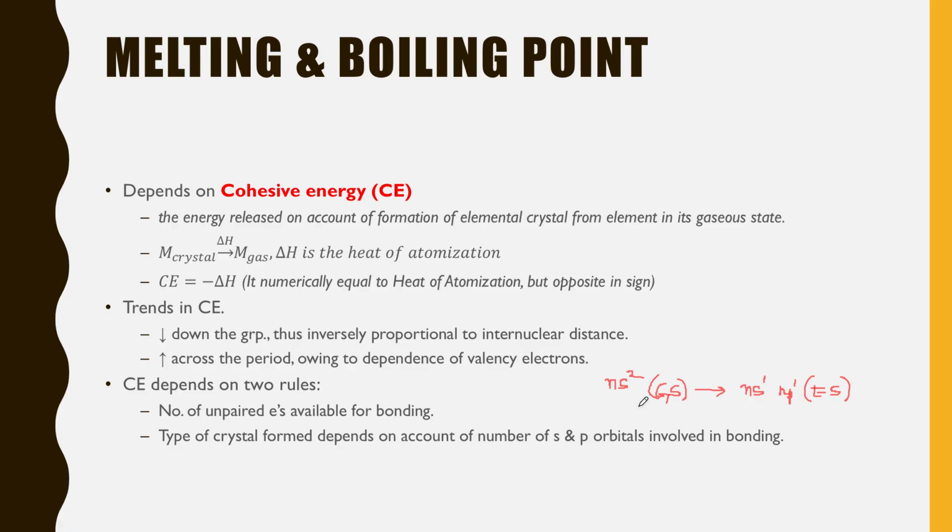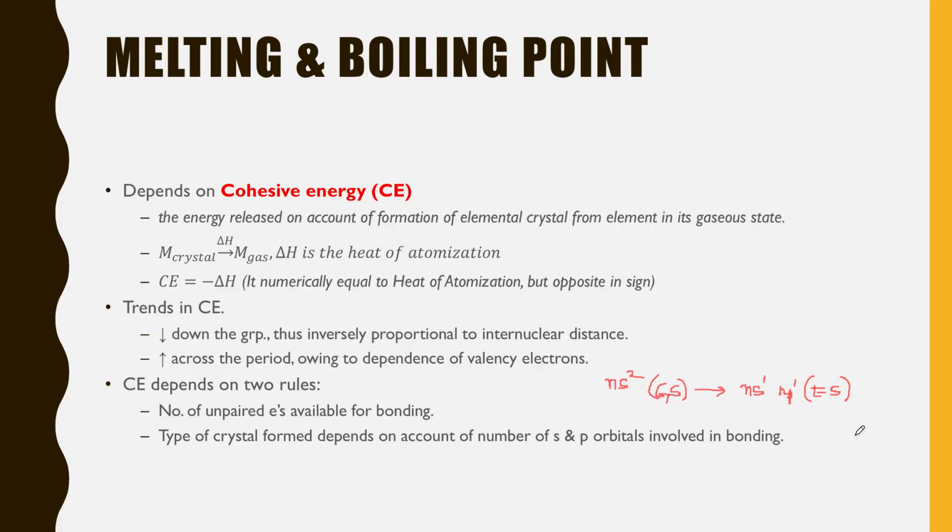Now if you take the group 13 element, the electronic configuration is ns2 np1 in the ground state. Now when you talk about the excited state, the paired s electron will be excited to the p. So the electronic configuration now would be ns1 np2. So there are three unpaired electrons available when it comes to the group 13 elements.